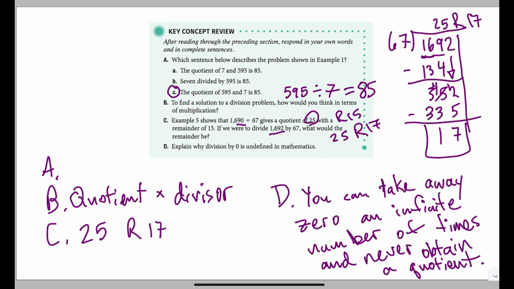Just kind of in quick, simple language. You can take away 0 an infinite number of times and never obtain a quotient. And so for that reason, dividing by 0 is undefined. And we have to say undefined whenever we encounter division by 0.